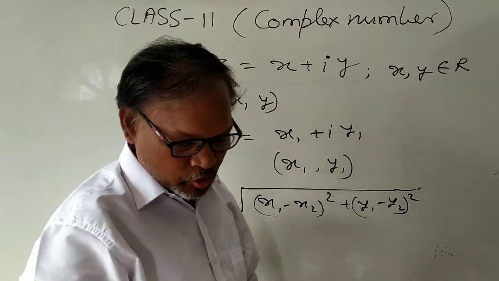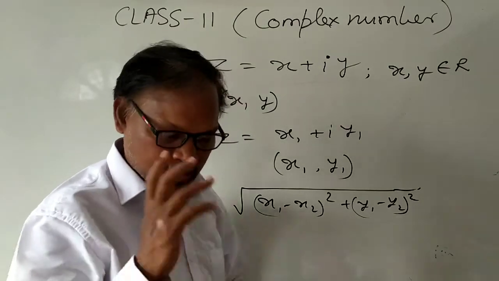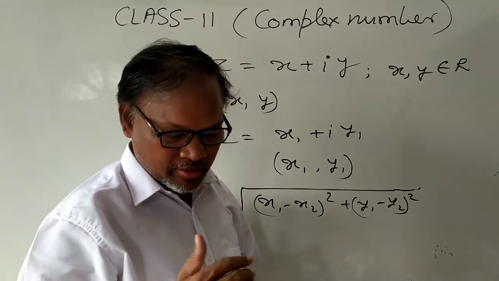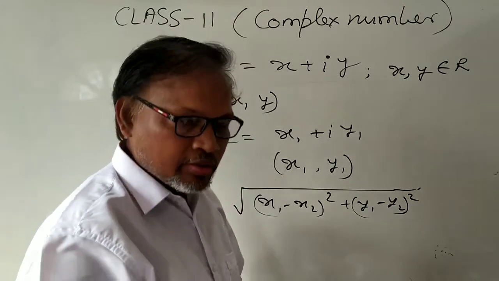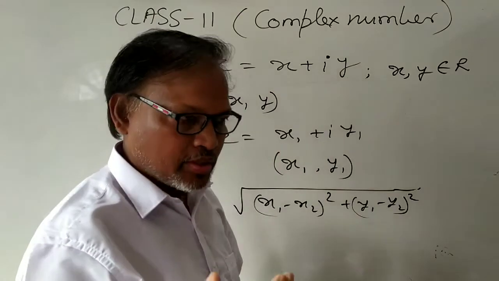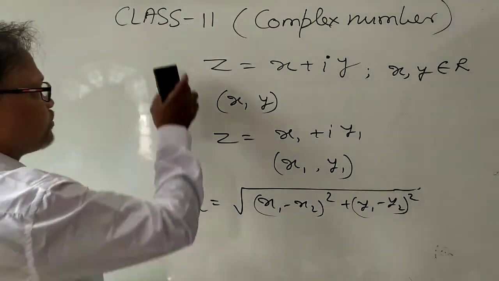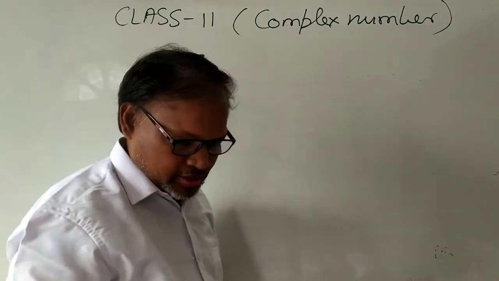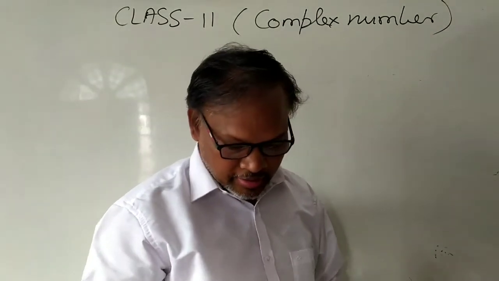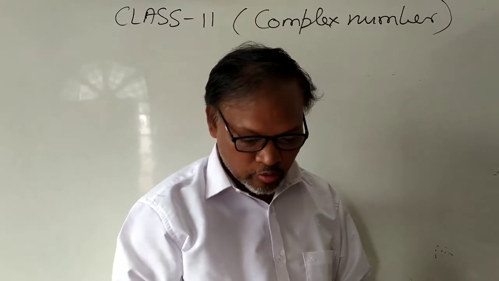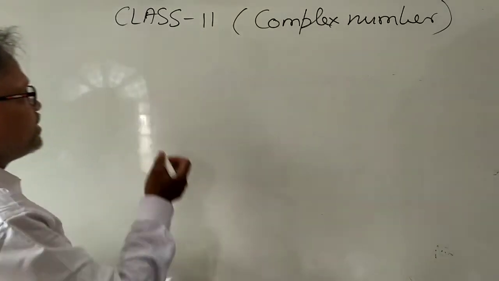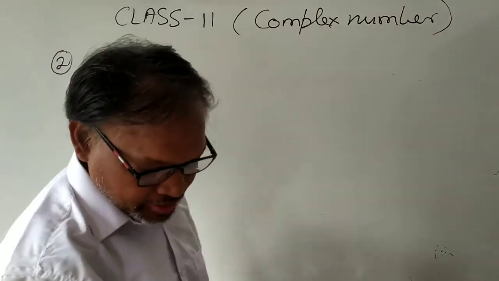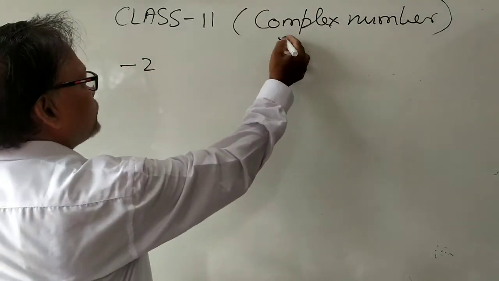Second question, using distance formula, prove that the points form the vertices of an equilateral triangle. So equilateral triangle means all the distances must be equal, using the distance formula. And the next one, using this, prove that the points are collinear. So collinear means the distance. Suppose the question number 2 of exercise 5.2.